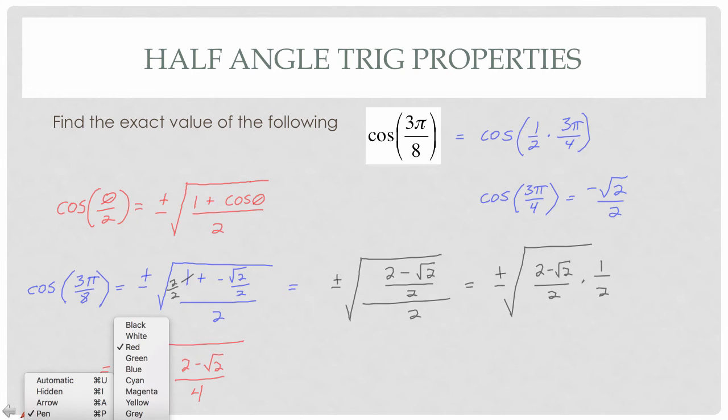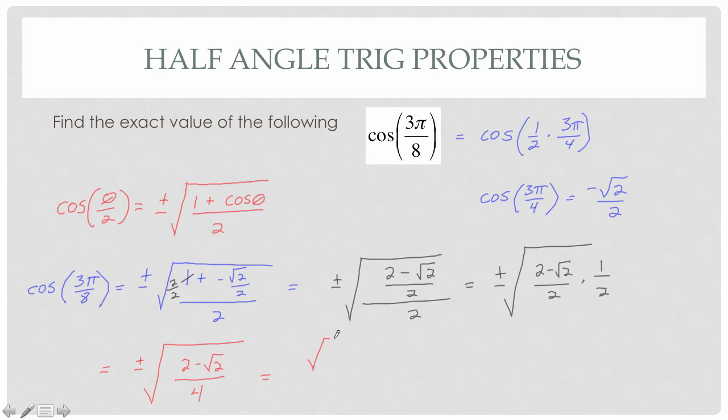But there's still a little bit more I can do here. The square root of a fraction, I can take the square root of the numerator, square root of the denominator, so I can rewrite that as the square root of 2 minus the square root of 2 over the square root of 4. That's still plus or minus. But the square root of 4 just becomes 2. So it's plus or minus the square root of 2 minus square root of 2 over 2. And there we go. We have just found the exact values.